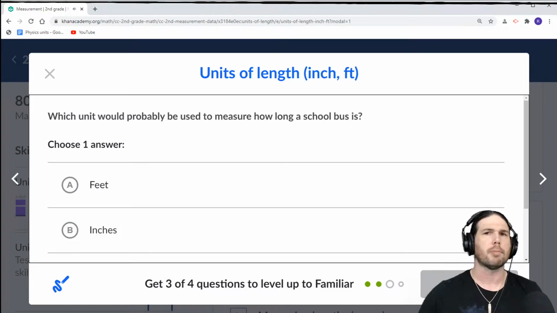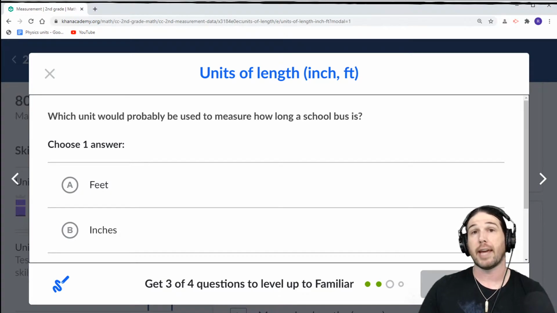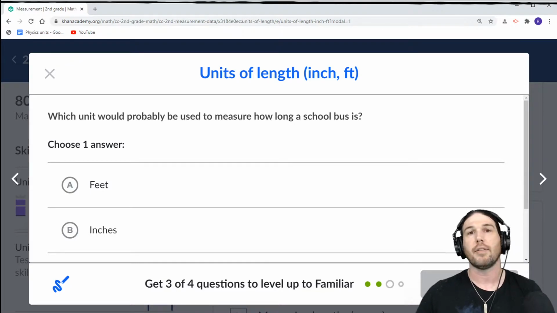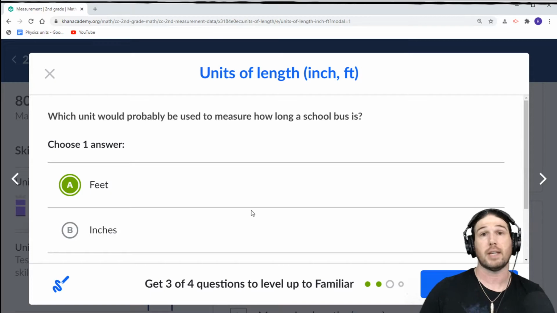Which unit would probably be used to measure how long a school bus is? Now again, we could use either. I know I've said that a million times, but I want to really get it sunk in that you can use either, but it's all a matter of choosing the one that's most convenient and easiest to communicate. Math is about communication. It's not enough to have a correct answer, you need to have an understandable answer. If I say that a school bus is 570 inches long, most people aren't going to have a clue how long that is. And by the way, don't actually check that because it's definitely not 570 inches. That was just a number I came up with off the top of my head. So we're going to use feet to measure how long a school bus is.